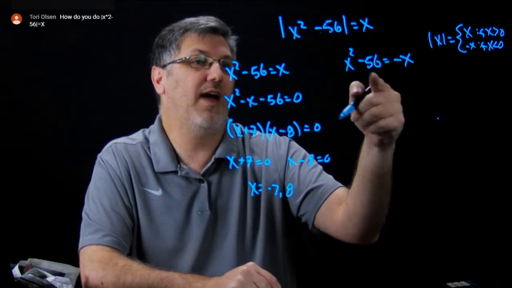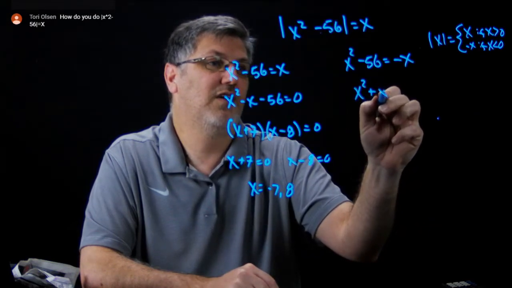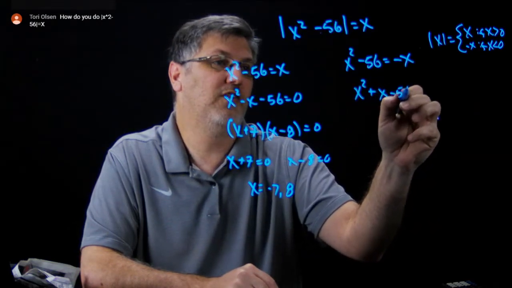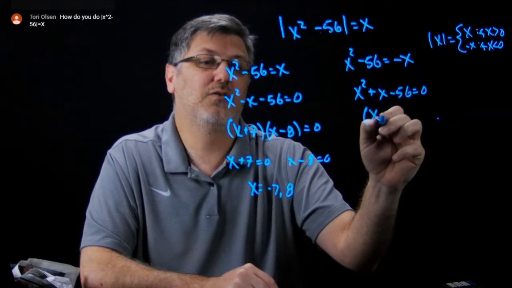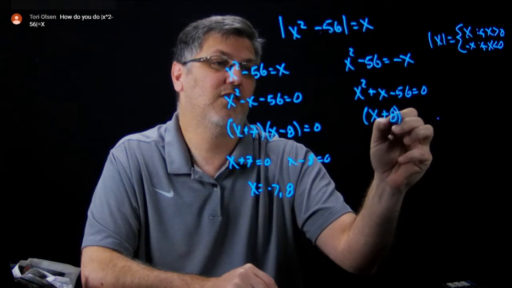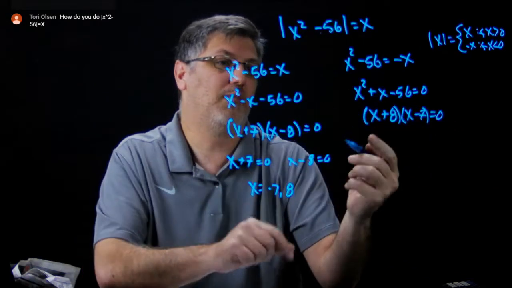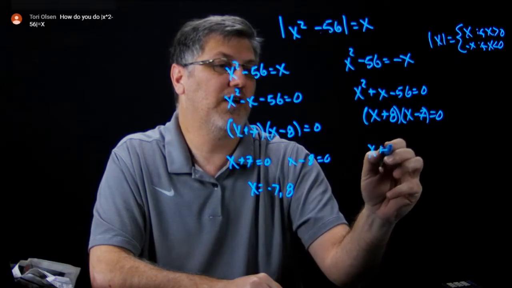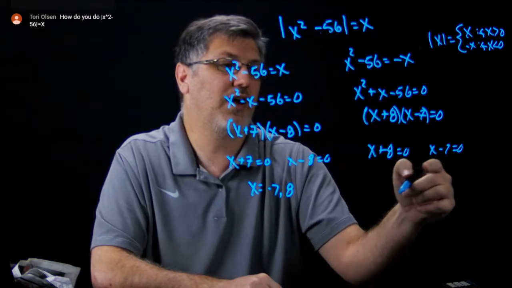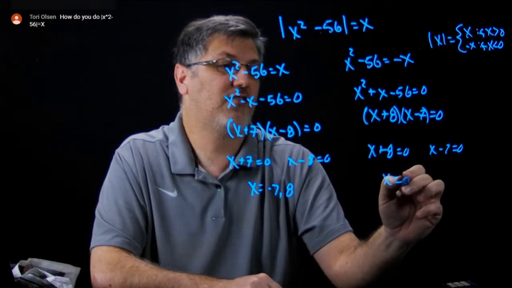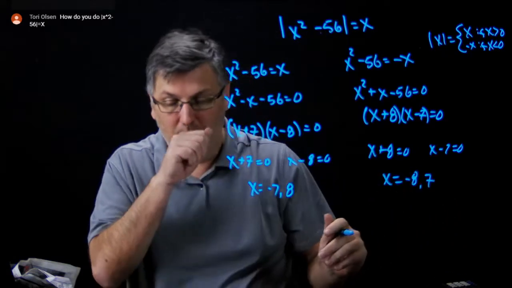Let's do the negative. Add x to both sides. So I have x squared plus x minus 56 equals 0. This factors to x plus 8, x minus 7 equals 0. These are just swapped. Set them both equal to 0. X plus 8 equals 0. X minus 7 equals 0. Subtract 8, add 7. X equals negative 8 and positive 7.